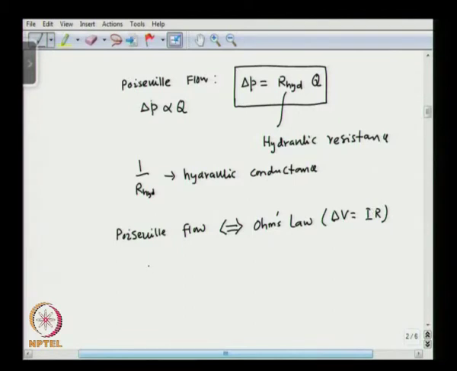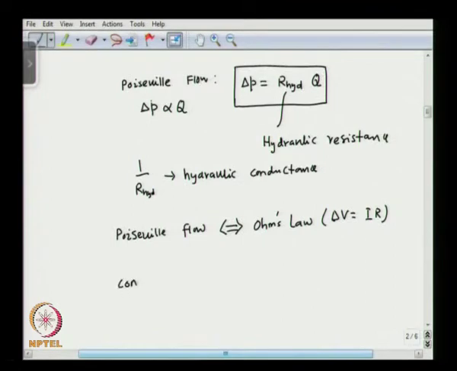Now, the concept of hydraulic resistance is very important in microfluidics, because it helps in characterizing microchannels, and it helps in designing microchannel networks. So, the concept of hydraulic resistance has practical importance in microfluidics.